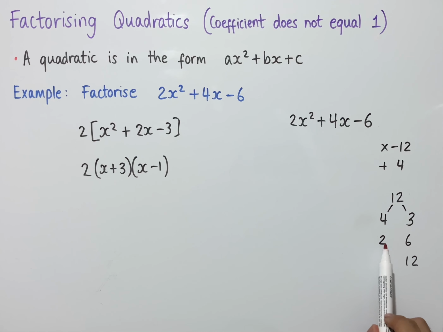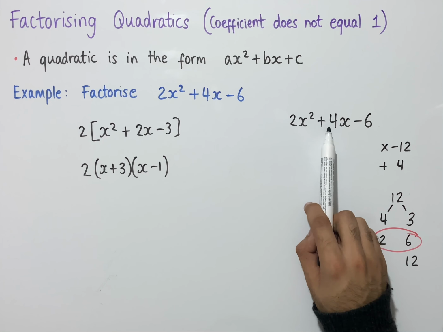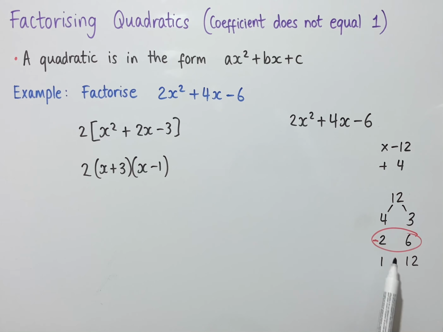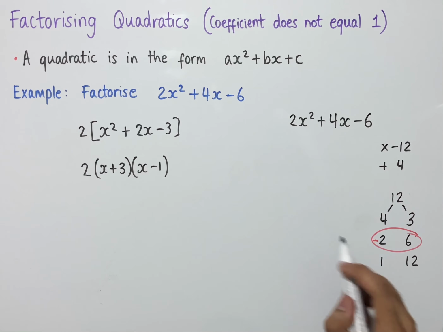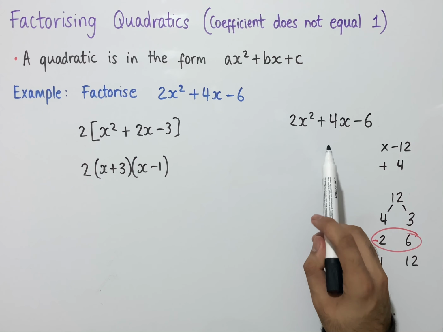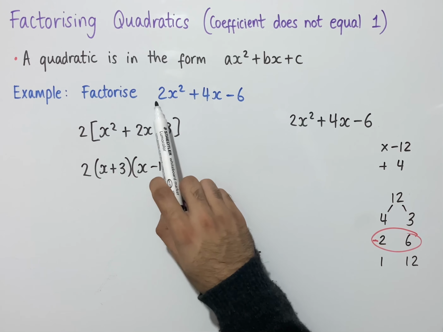The pair that does work is 2 and 6. If we have negative 2 and positive 6, then negative 2 multiplied by 6 gives us minus 12, and negative 2 plus 6 gives us positive 4. So this is the pair that we require. In the next line, 4x is now split into minus 2x and plus 6x, since minus 2x plus 6x gives us 4x. The reason we're rewriting this in the following form is so that we can factorise easily to get the factorised version of this quadratic.